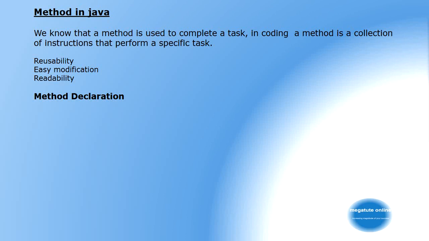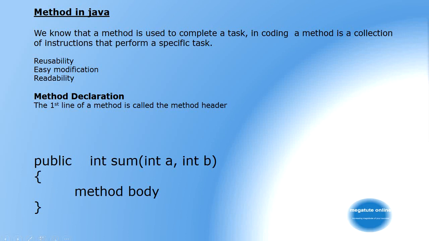Now, how do we declare a method? The first line of a method is called the method header. Now, if you look at this example here, the first word is the access specifier. Now here it says public, so this specifier public means that this method can be used outside the class. Now this access specifier I have done in another video. You can have a look at that video.